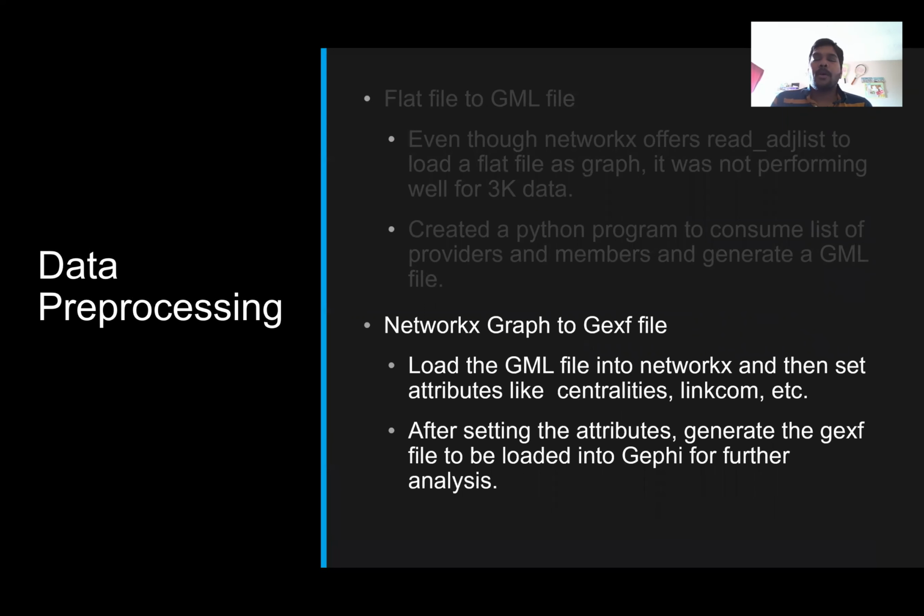Once the GML file was created, I loaded it into NetworkX and created a graph, and then set variable attributes to the graph, like centralities, betweenness centralities, closeness centralities, and link communities detection. All those attributes I computed and then set to the graph. After setting the attributes, I generated the GEXF file to be loaded into Gephi for further analysis.